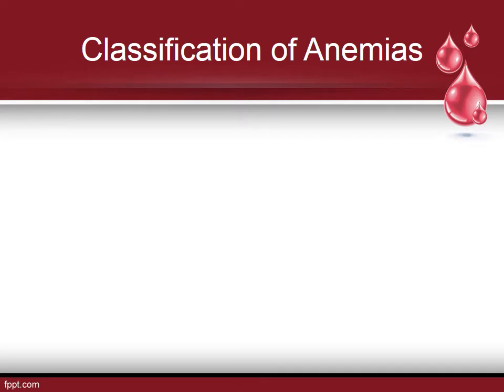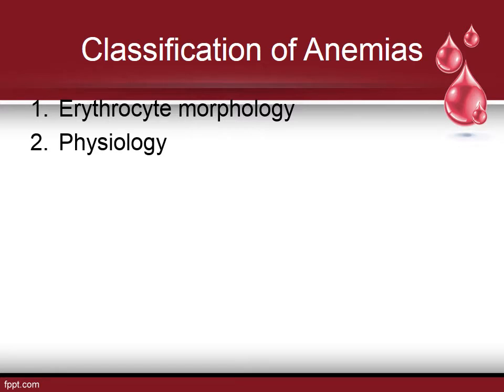How are we going to classify anemias? We need to classify anemias. There are so many different types of anemia, with many causes and manifestations. In an attempt to organize anemia into understandable units, several classification schemes have been proposed. This classification groups anemias based first on erythrocyte morphology, next on physiology, and then on etiology.